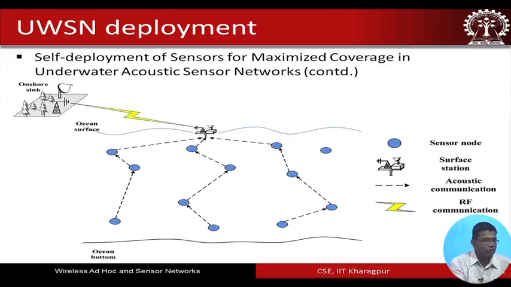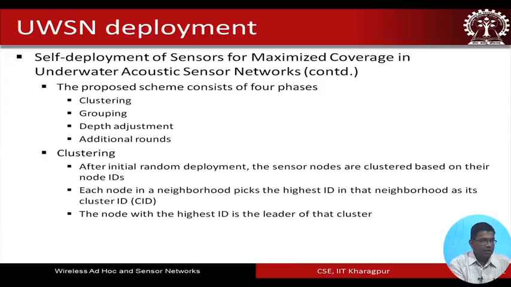So, they have the onshore sink and the ocean surface. On the ocean surface, they have the surface station, and there are different sensor nodes floating all around in the ocean column, and this is the acoustic mode of communication. The data are brought to this surface station, and from the surface station to the onshore sink it is sent by RF communication. This is the overall architecture that is considered by Akaya and Newell, for self deployment of sensors for maximized coverage in underwater acoustic sensor networks.